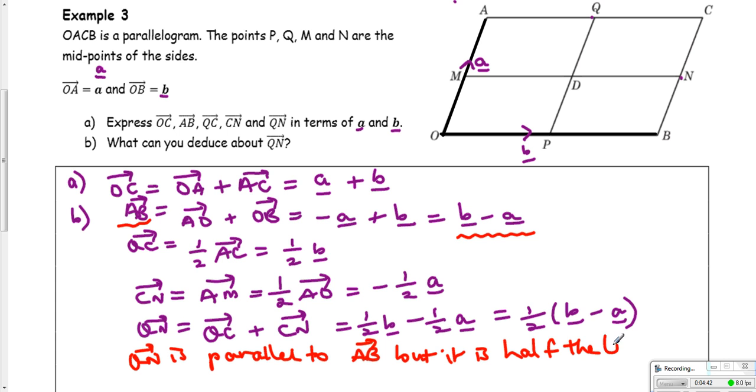And if you look at the diagram, that makes sense because if you look at where the vector AB is, and you look at where the vector QN is, it's reasonable to see that those two are parallel, and perhaps that QN is half the length of AB.